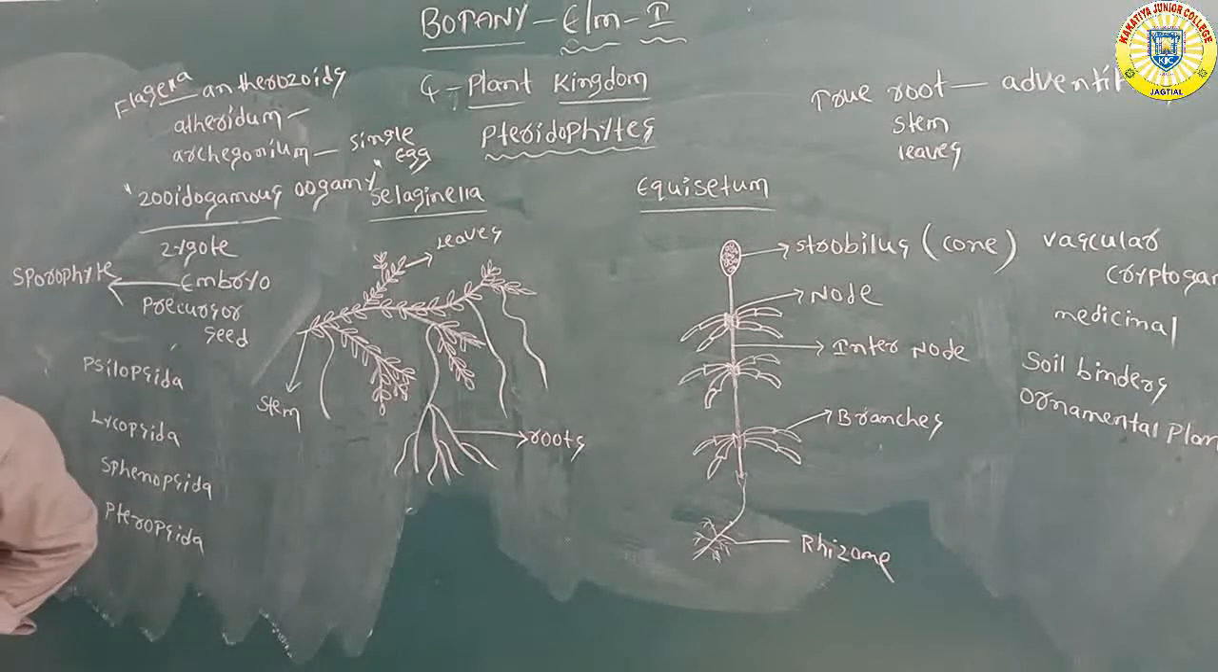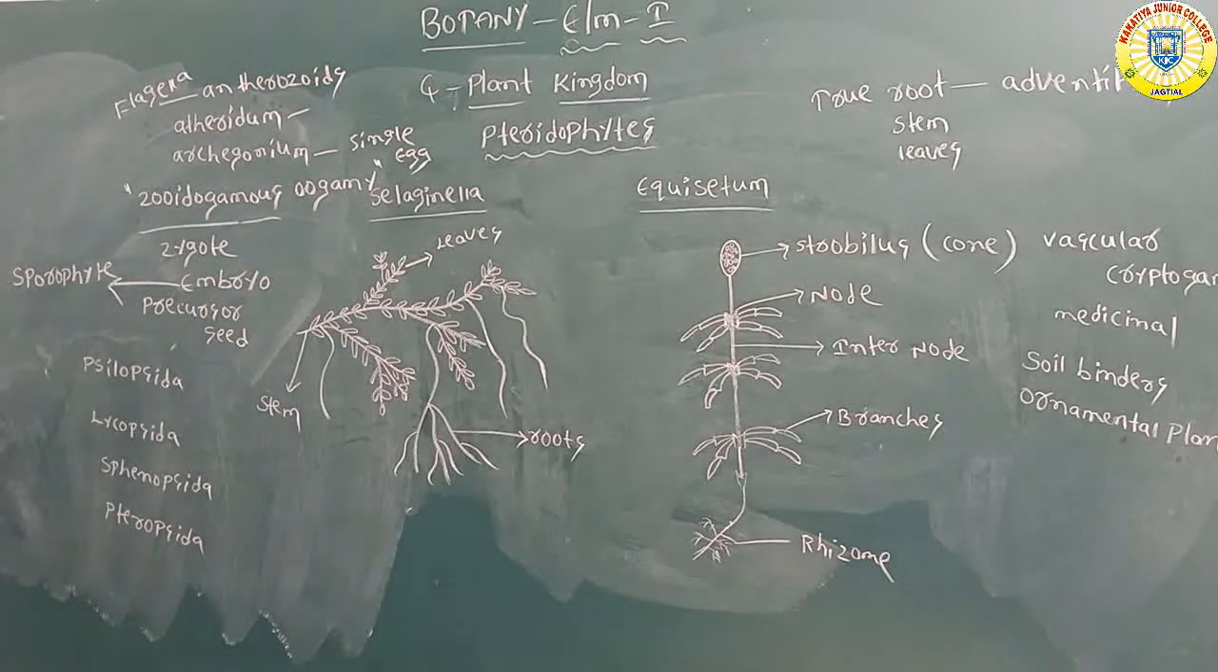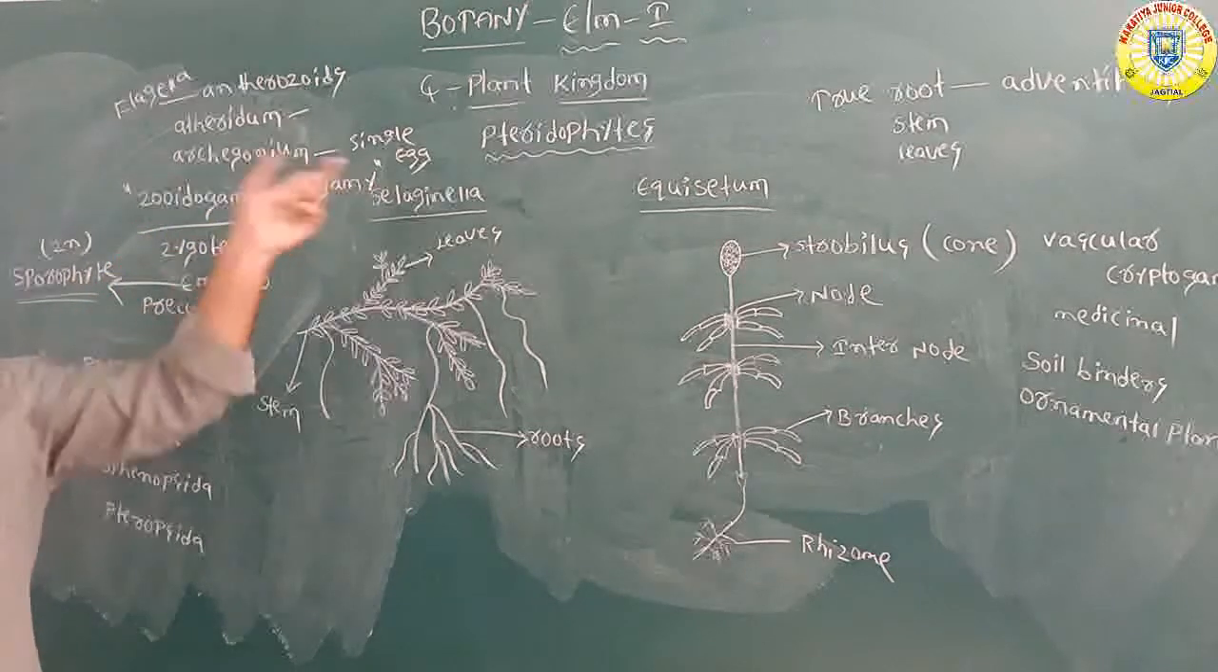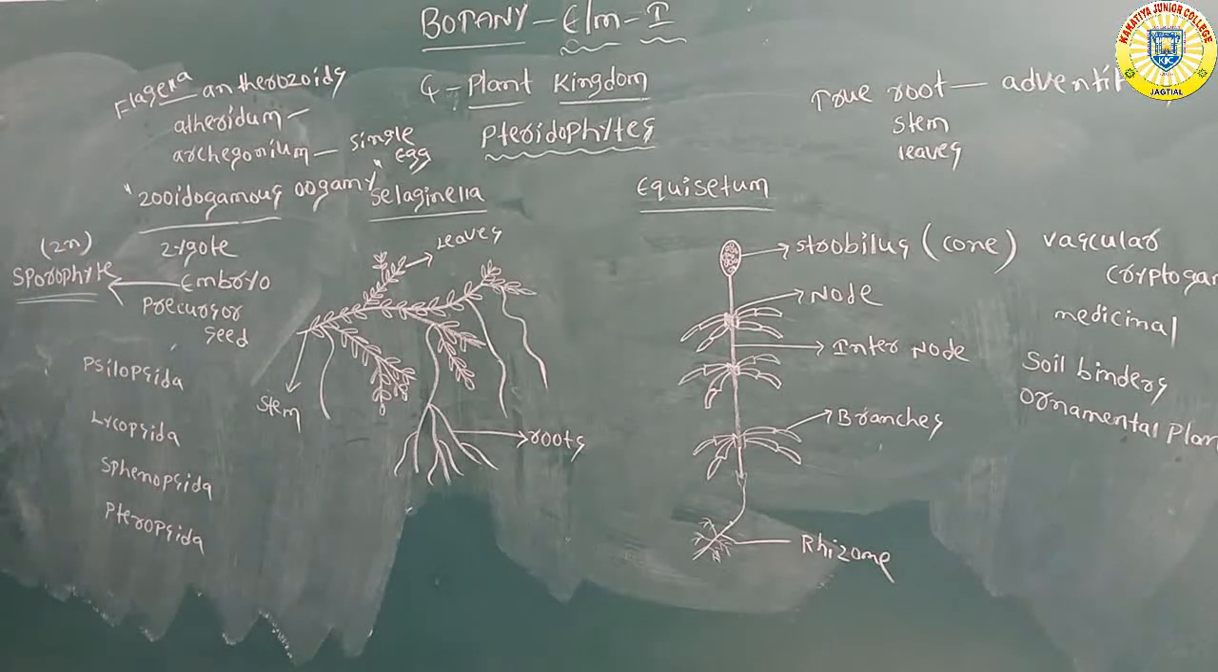One more thing you can remember here: the sporophyte is the dominant stage of the life cycle of the pteridophytes. The sporophyte is in the diploid condition. So the diploid sporophyte is the main dominant stage of the life cycle of the pteridophytes. This life cycle is called the diplontic life cycle. So this is about the characteristic features of pteridophytes.